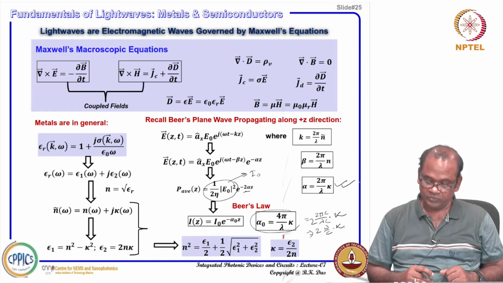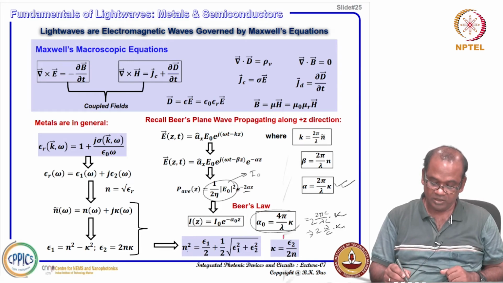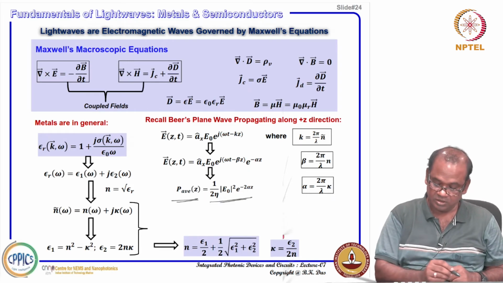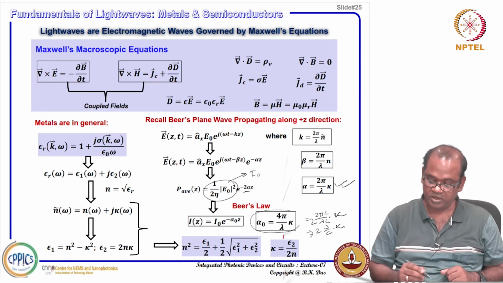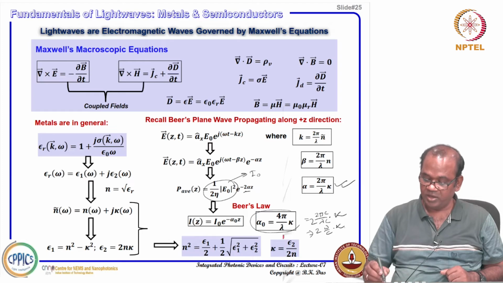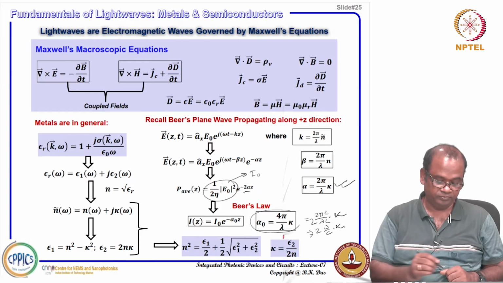Fine. Okay. So, one thing is this should be n square. I think here you should see that the n square expression should be corrected. Okay. n square and kappa will be this one. Fine.